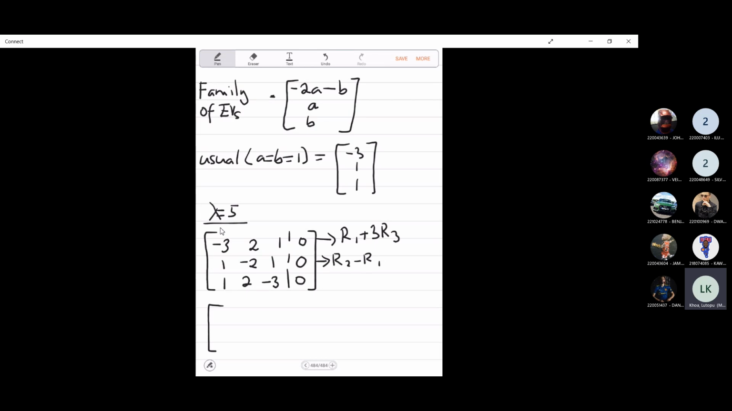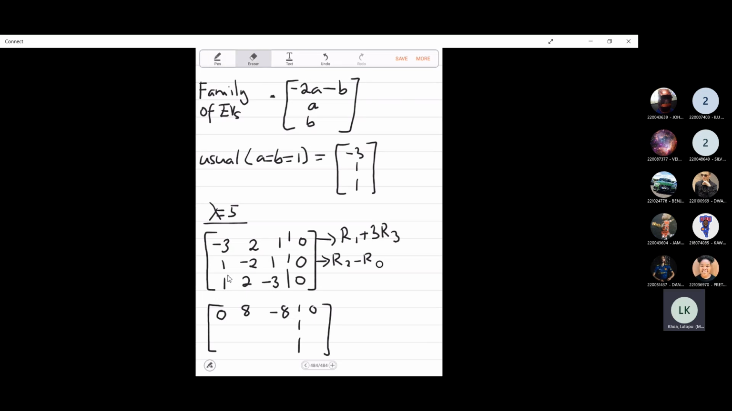Okay, so negative 3 plus 3 will give me 0. And then 2 plus 6, this will give me 8. 1 plus negative 9, that will give me negative 8. And then I have 0 here. Then row 2 minus row 1. I think I meant to say row 3 here.